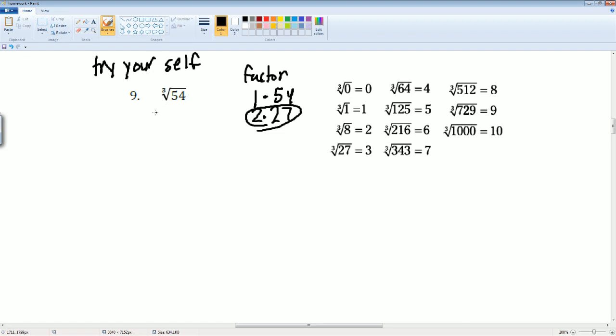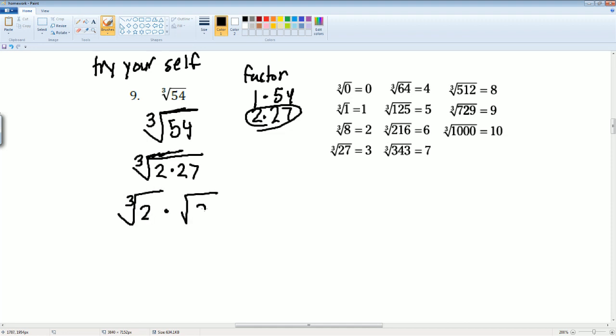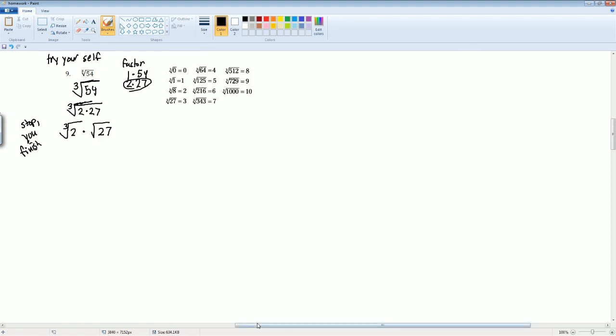So let me help you along with the first step, okay? So the cube root of 54 can be broken down into the cube root of 2 times 27. Okay? So split this apart. Cube root of 2 times the cube root of 27. Okay? This is where I'm going to stop. You can finish using what you know here. All right? So there you go. I think that's it.